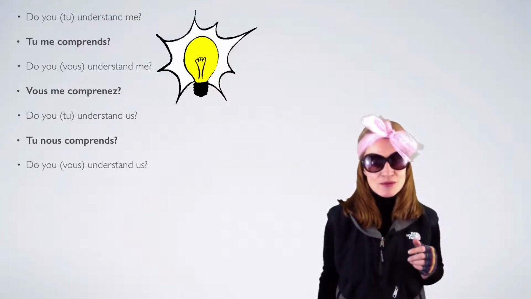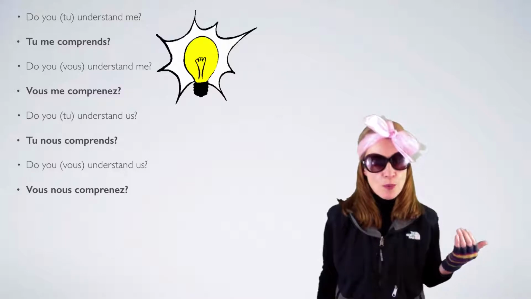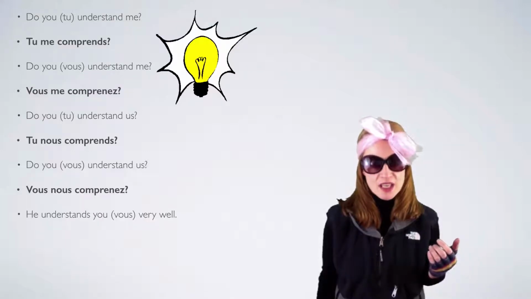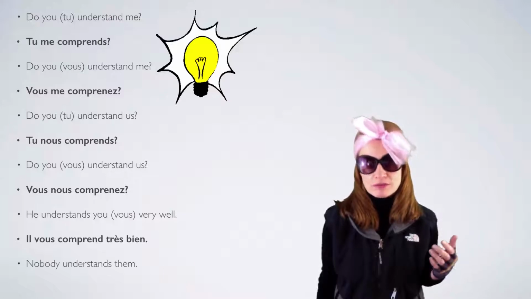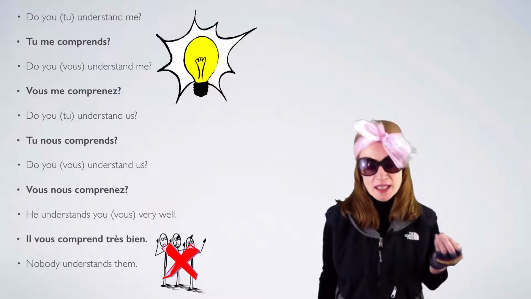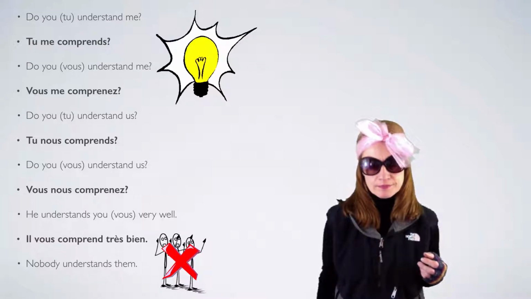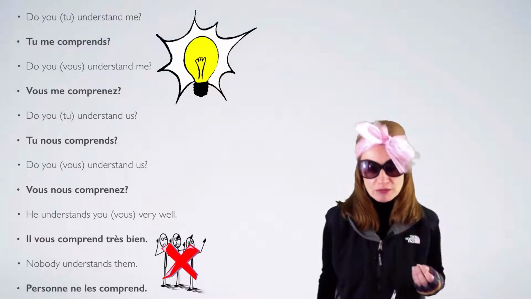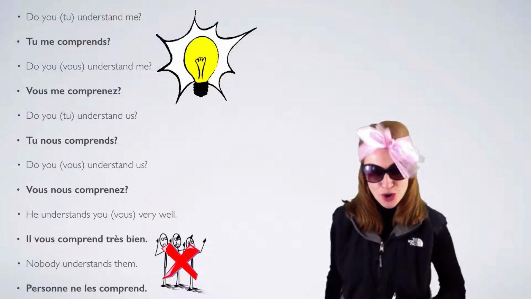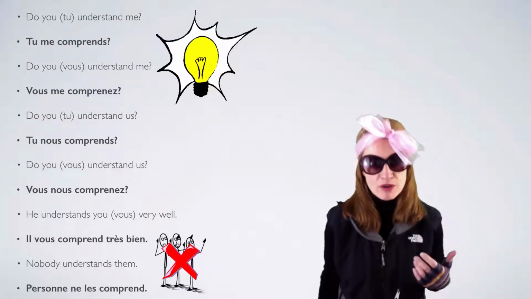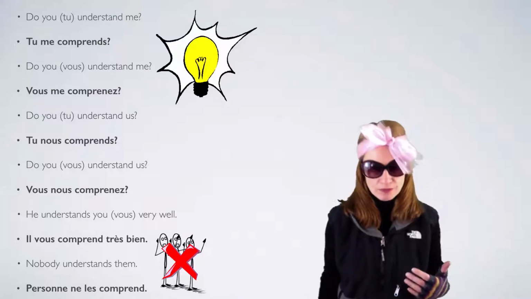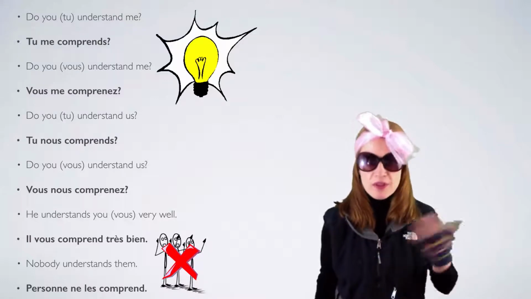Do you understand us addressing vous? Vous nous comprenez? He understands you very well using vous. Il vous comprend très bien. Nobody understands them. Personne, and because it's a negative word, we've got the ne. When it's the subject, personne is followed by ne, often dropped in spoken French. You could say personne les comprend. The correct is personne ne les comprend, but they miss it, so can you.